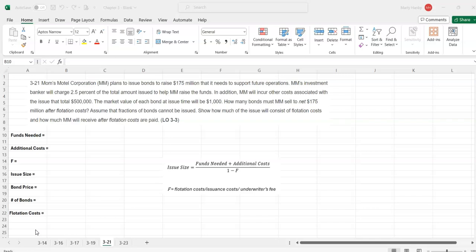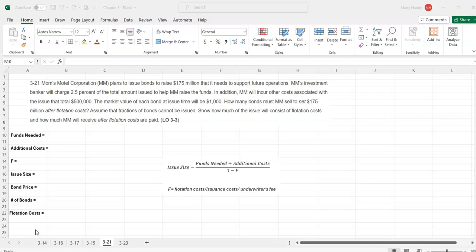NM's investment banker will charge 2.5% of the total amount issued to help raise the funds. In addition, NM will incur other costs associated with the issue that total $500,000. Market value of each bond at issue time will be $1,000.